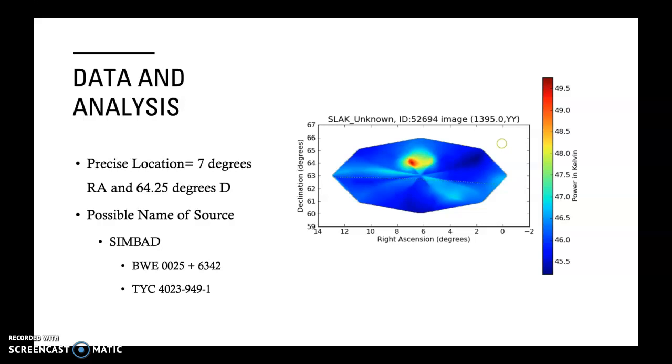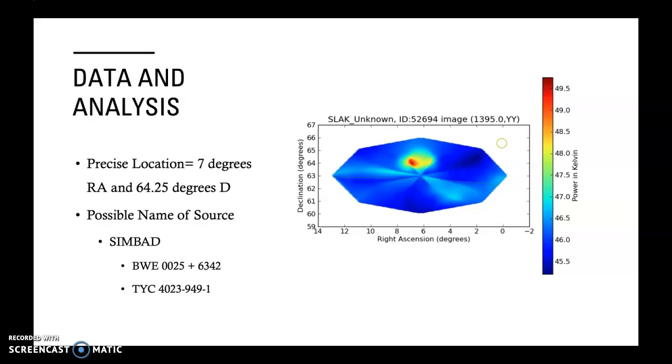A graph provided by Skynet, shown on the right, was then analyzed to determine a more precise location of our object. The coordinates 7 degrees right ascension and 64.25 degrees declination were found by looking at the highest point of the graph. We then plugged these coordinates into Simbad, another online resource, to determine the possible name of our object.